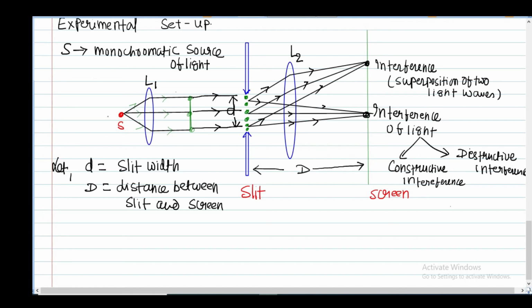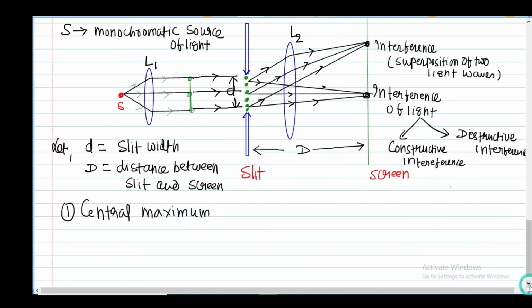Okay, so at the center, will we get the bright spot or the dark spot at the center point? So first we are going to study about the maxima, the central maxima. The name is central maxima due to the fact that at the center we will get constructive interference. Mathematically we can prove or analyze this from the diffraction of light.